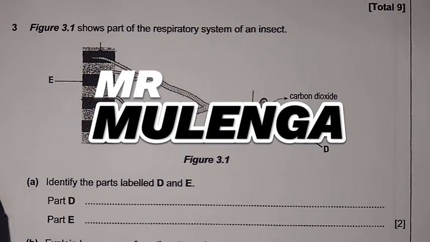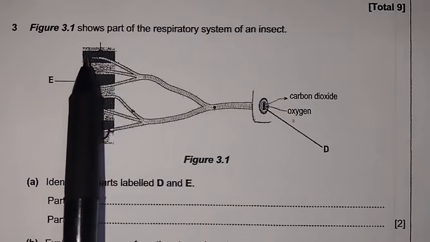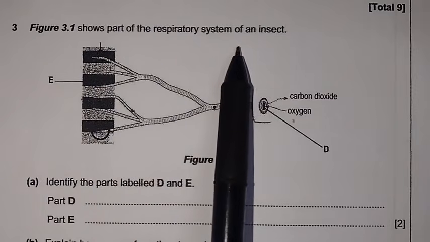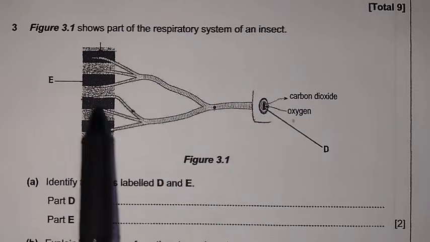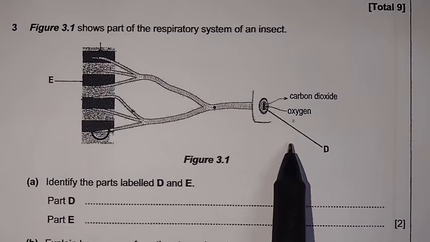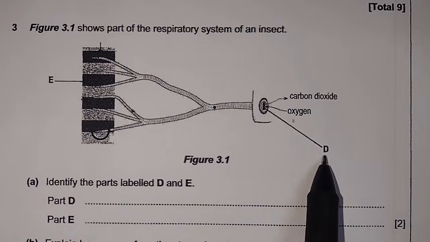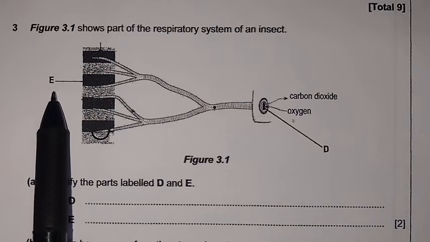So right here with me, I've got a question that is coming from Biology Paper 2 for 2011. The question reads, Figure 3.1 shows part of the respiratory system of an insect. So this is the part of the respiratory system of an insect. Okay. So question A, identify the parts labeled D and E. So we have the part that is labeled D right here, and we have the part that is labeled E.